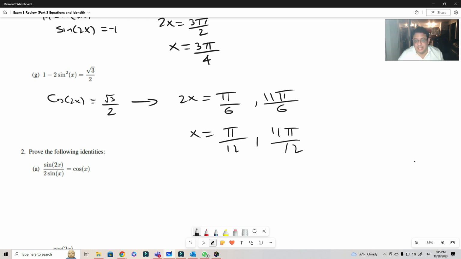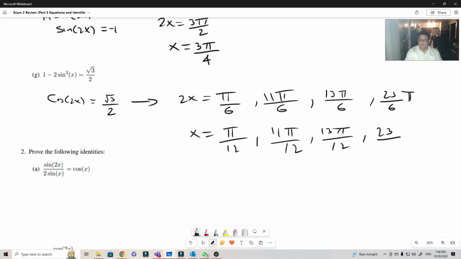But this is barely getting to pi. So notice that 12 pi over 12 is only covering up to pi. So probably I could get some more solutions. So the next points where it's going to be square root of 3 over 2 are 13 pi over 6 and 23 pi over 6. Notice that these are outside of 0 to 2 pi, but when I divide by 2, they fall inside of 0 to 2 pi. So with this scenario, we actually have 4 solutions here.